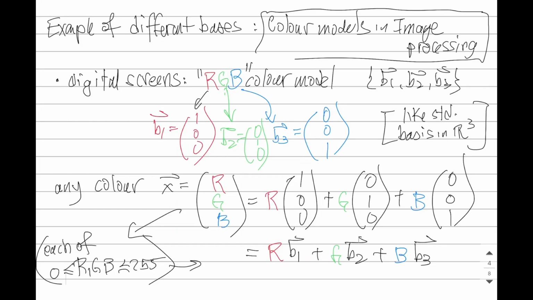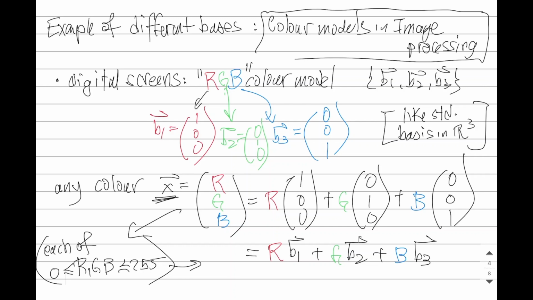We introduced the definition of a basis, and we showed that every space could have infinitely many different bases. Why would you want different bases? What's the point? A nice example of this is color models in image processing. On a digital screen, phone, or computer monitor, they use what's called the RGB color model, red, green, blue. And they're essentially the analogy of the standard basis in R3.